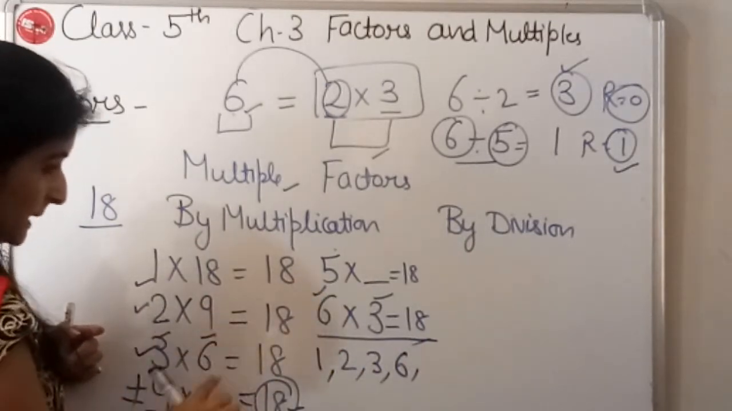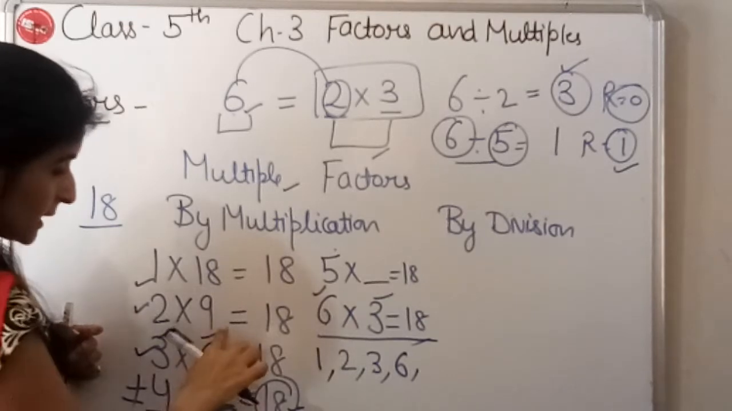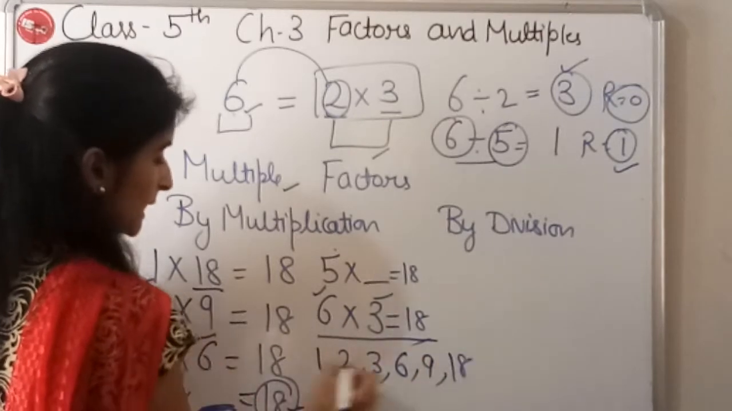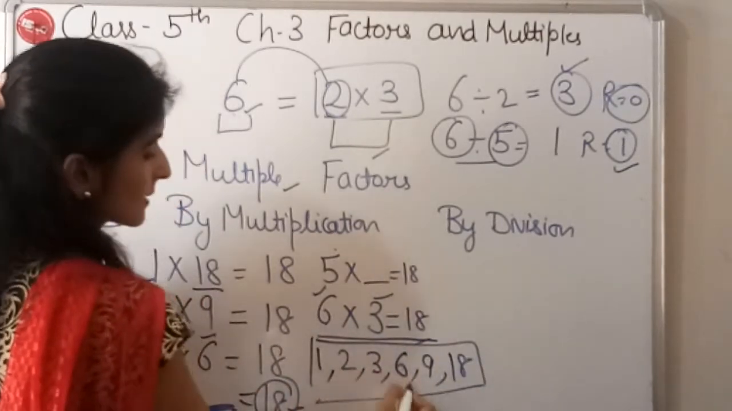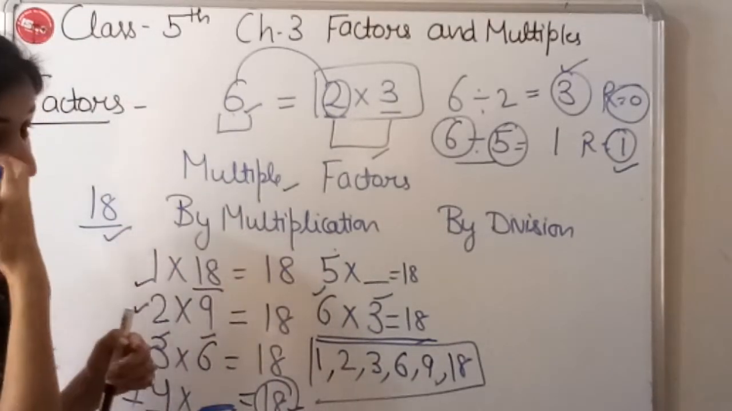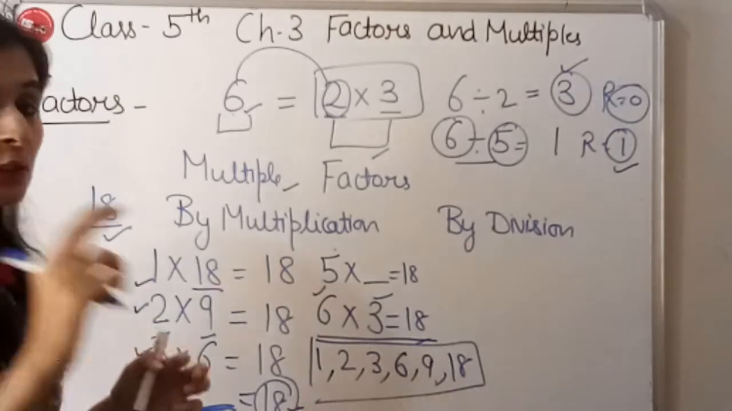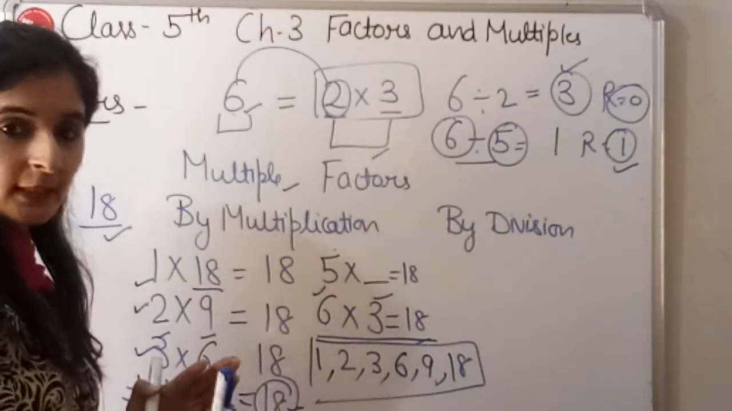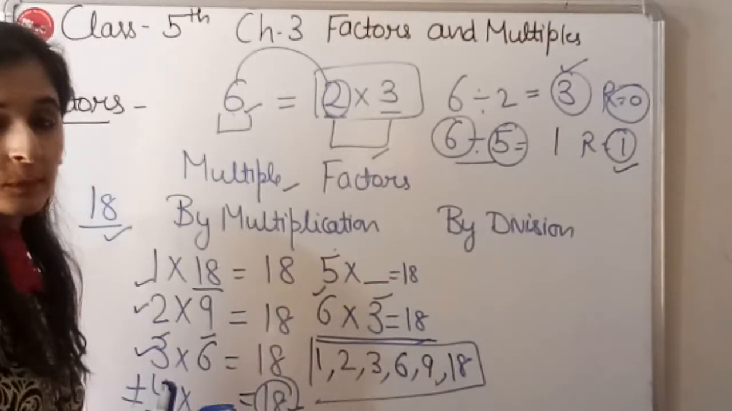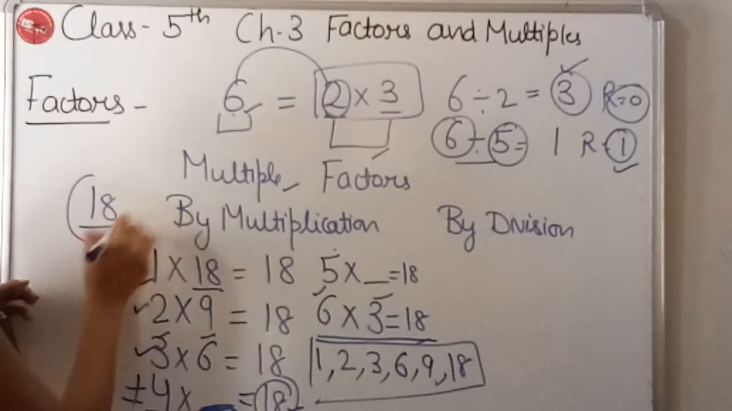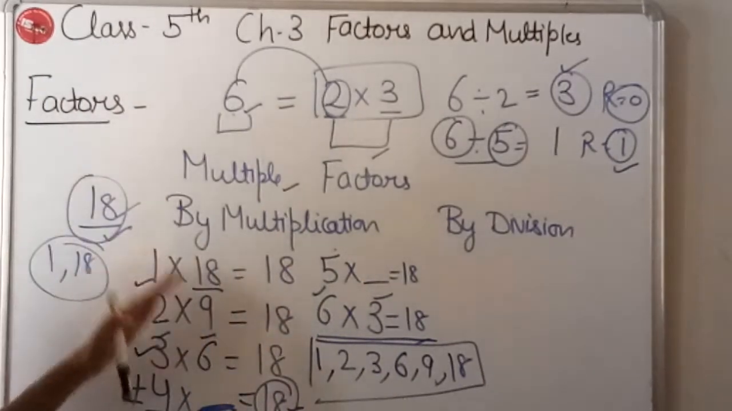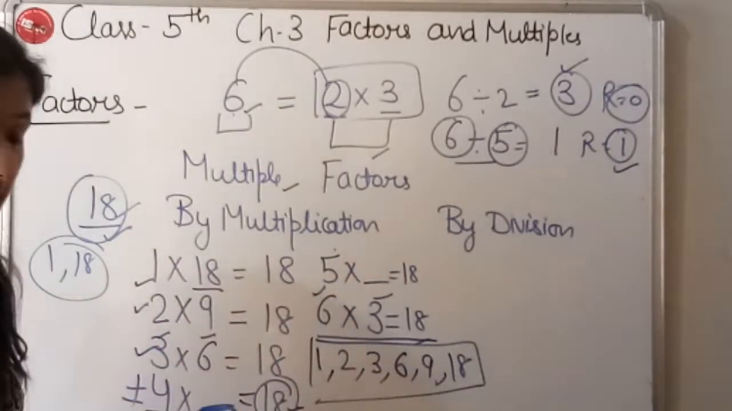Now let's come here. 6 we have already written. Now we will write this 9, and at the last we have this 18. So 1, 2, 3, 6, 9 and 18. These all are the factors of 18. So every number is a factor of itself. If I talk about 18, then 1 and 18 will be factors of 18, and the rest of the factors we can find out by the multiplication or division method.